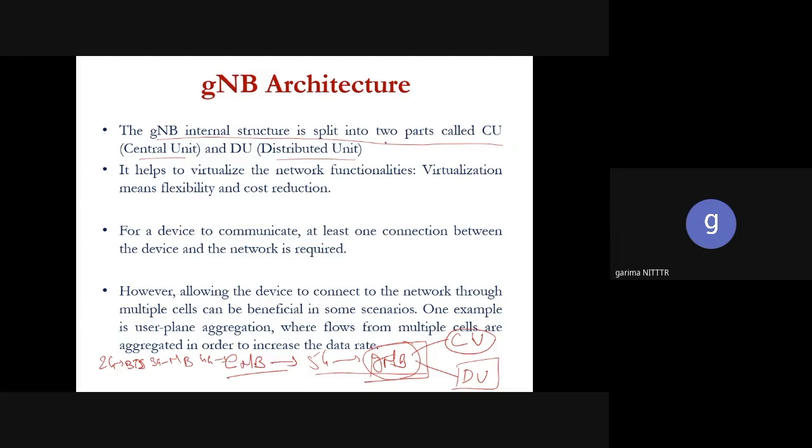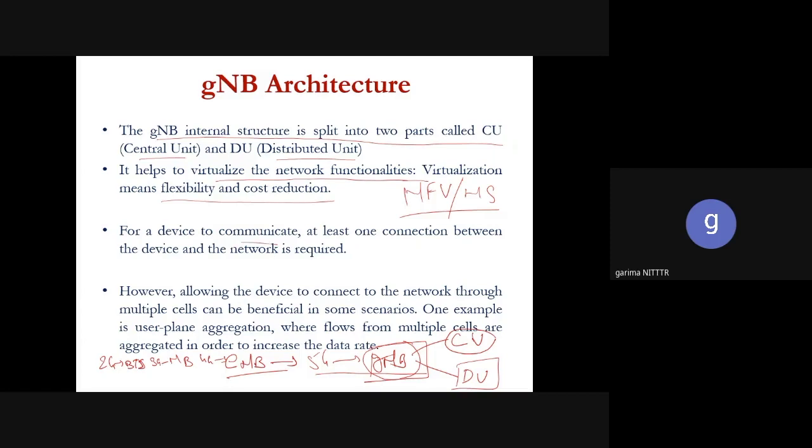So this type of architecture of gNodeB helps in virtualizing the network functionality, because one of the major things which is helpful in 5G communication is NFV and network slicing, which I am going to discuss in coming slides. So this architecture will help 5G in virtualizing the network functionalities, which will ultimately give flexibility to the network, and it will reduce the network implementation cost, you can say.